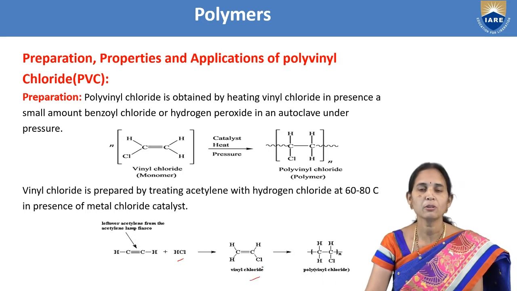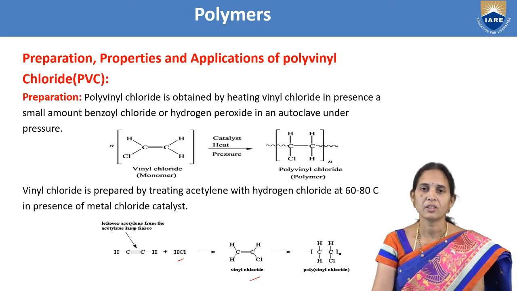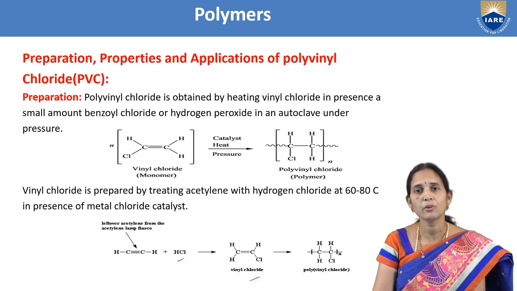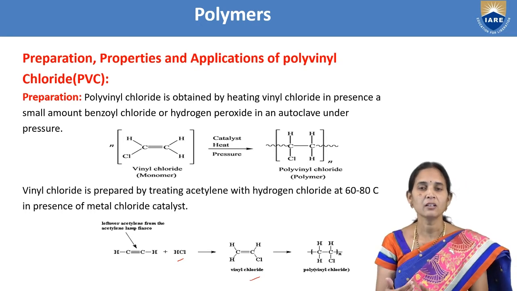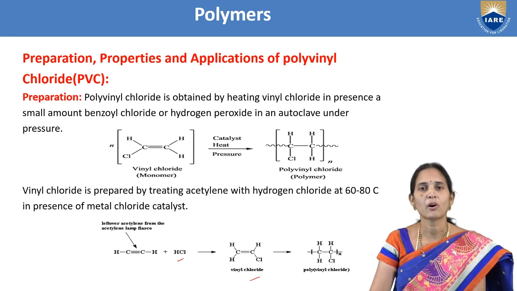So we will use this vinyl chloride, and a number of vinyl chloride molecules undergo free radical chain polymerization and we get polyvinyl chloride. Already we know how to prepare polyethylene by adding a number of ethylene molecules. In the same way, polyvinyl chloride is also prepared by taking a number of vinyl chloride molecules undergoing addition polymerization. What does addition polymerization mean? Nothing but we are adding a number of monomers, a number of vinyl chloride molecules, and we get a chain formation and we get polyvinyl chloride.